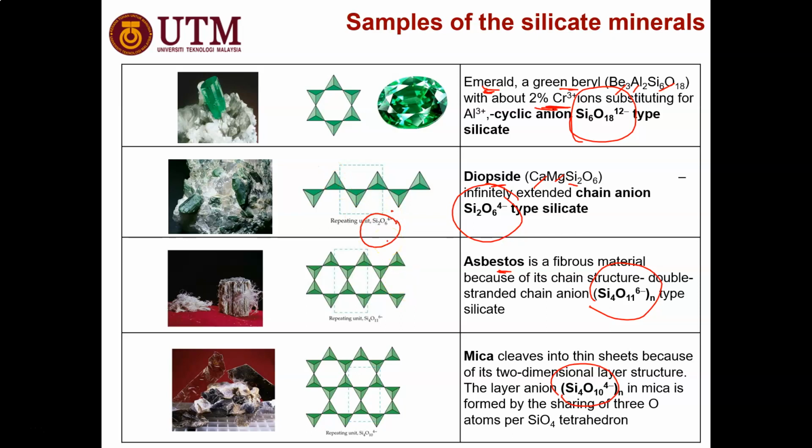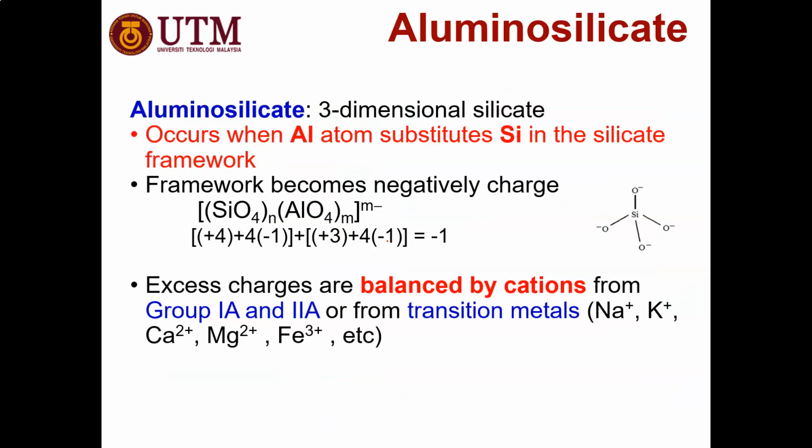So I actually find it very interesting. Dia hanya disusun lain-lain, awak akan dapat benda lain. Contohnya ada yang dapat fibrous, ada yang dapat sheets, ada yang dapat bentuk emerald semua. So it's very interesting. So that is about the mineral.